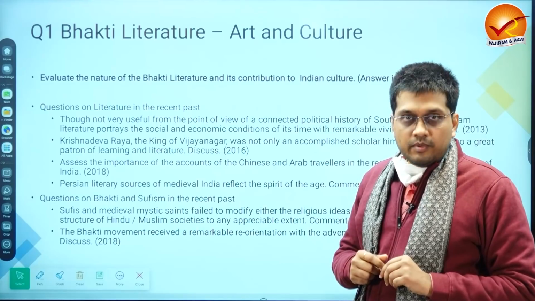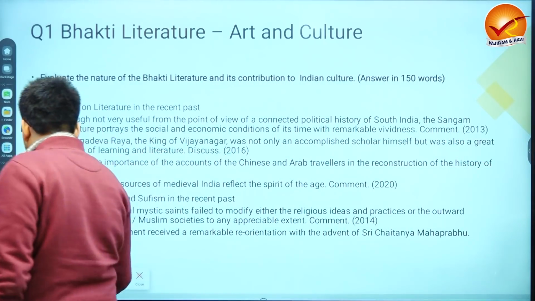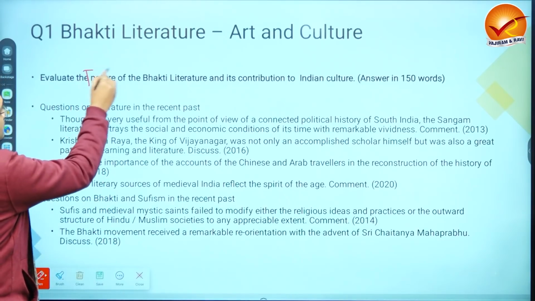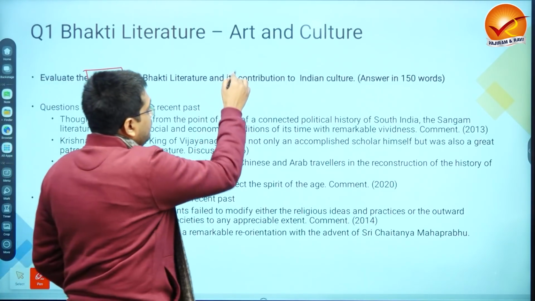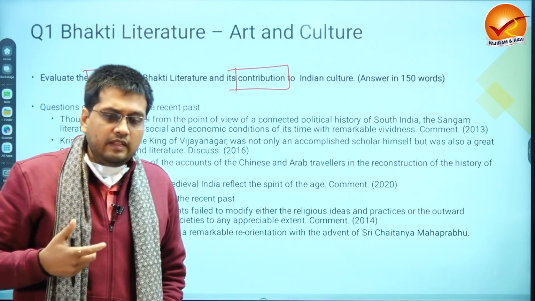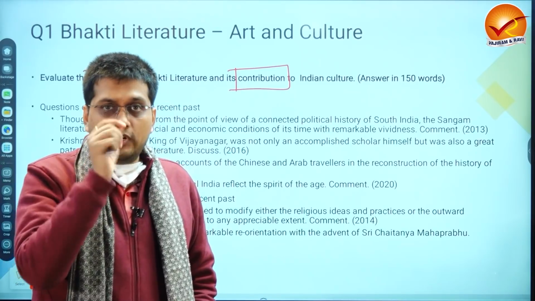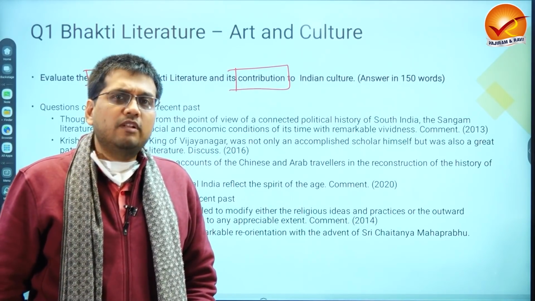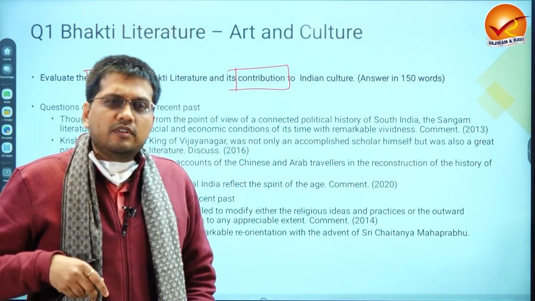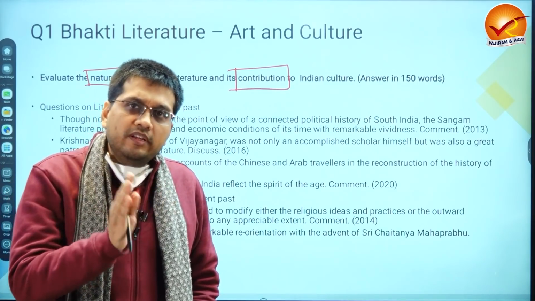That is my second comment. The third comment is about the approach to the answer. They have asked about nature and also contribution. Now you can approach this question in a couple of ways. You can connect nature to its contribution, one-to-one correspondence, but that will become difficult. So an easier way on the spot would be to have the body in two parts.